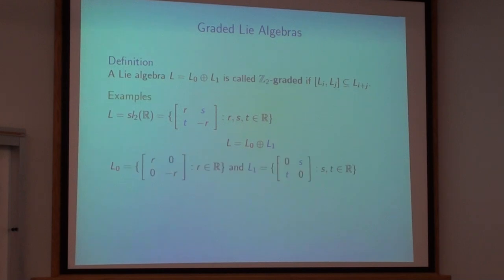So this is an example. Try to color code it like this. So you see, consider 2x2 matrices. So SL2 of R is the set of all matrices with trace 0. So you see this r and negative r over there. This forms a Lie algebra. It is a Lie subalgebra of the 2x2 matrix algebra. And the Z2 grading here consists of the following parts. So L0 are diagonal matrices from L, and L1 are the off-diagonal entries.